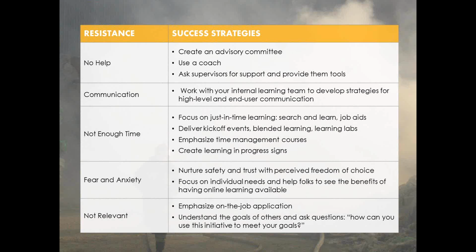Some ways you can get around this is create an advisory committee. These are people that you're going to go to, and they're going to be your advocates. They're going to help you understand how your program is going to affect the organization overall. These could be senior managers across different departments, and you can use them to help become champions for your program and also help you make sure that the training and development initiatives that you're presenting are going to be valuable and important to them.